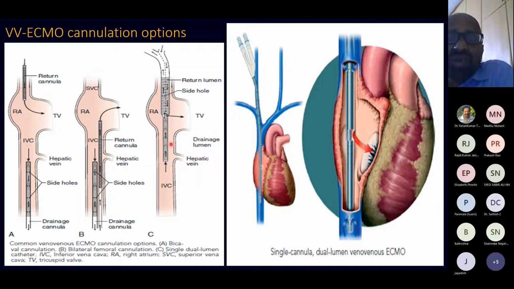The third option is you can have a single tube which has two lumina. One lumen takes blood from the IVC and SVC, and the other lumen returns blood into the right atrium in such a manner that the oxygenated blood goes to the tricuspid valve preferentially. This is pictorially represented in the picture on the right side.